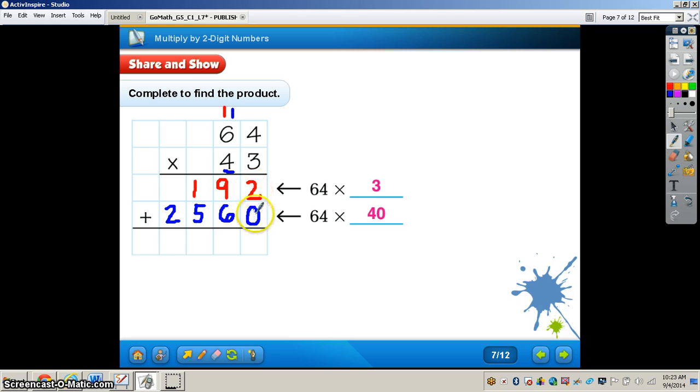Now we add our partial products together. 2 and 0, use a different color ink for this. 2 and 0 will give me 2. 9 and 6 is 15. Put my 5 there, carry the 1. 1 plus 1 is 2, plus 5 is 7, and 2 right there for 2,752. Now if you ever need to refer back on how to do this, this is a good part of the video to go to see me modeling how to do 2 by 2 digits.